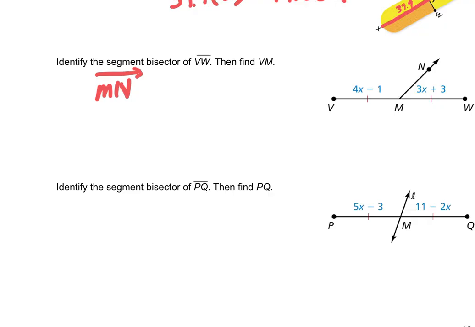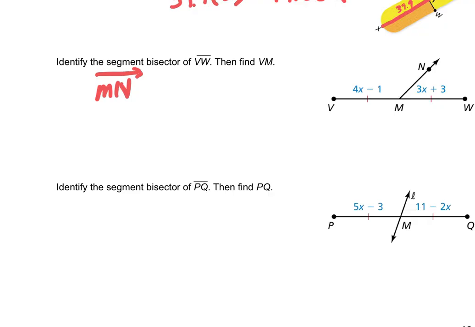Okay. Symbols. Be careful of your symbols, right? For ray MN, we want the arrow on the point that it goes through. M has to be my starting point because that's where the ray starts. So we go MN, goes through N. That is what we call the segment bisector. In this case, it's a ray.